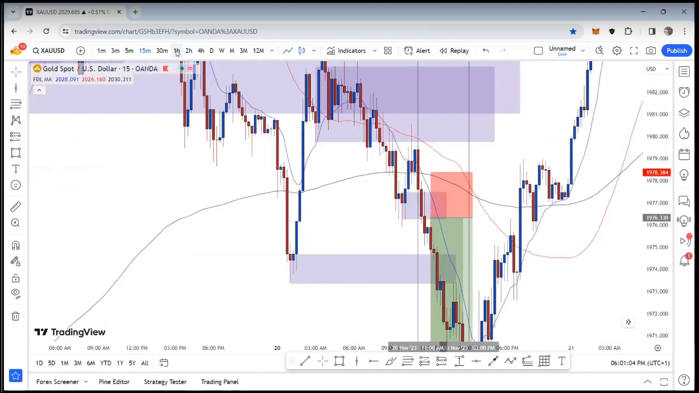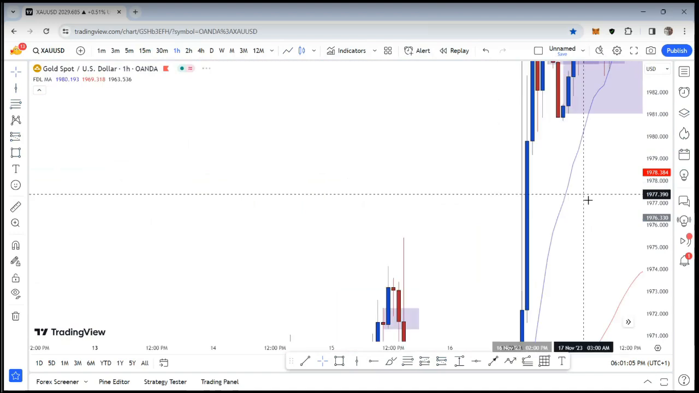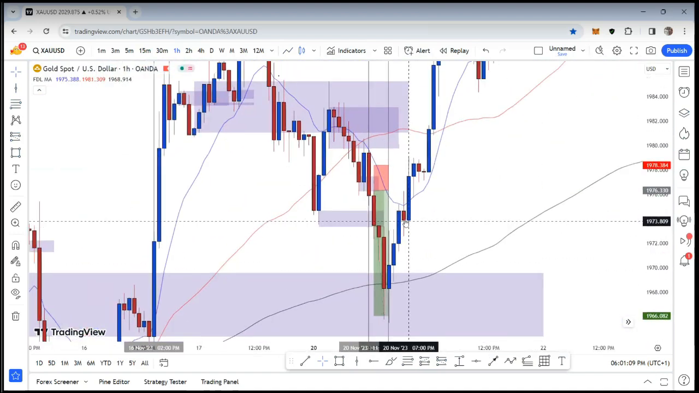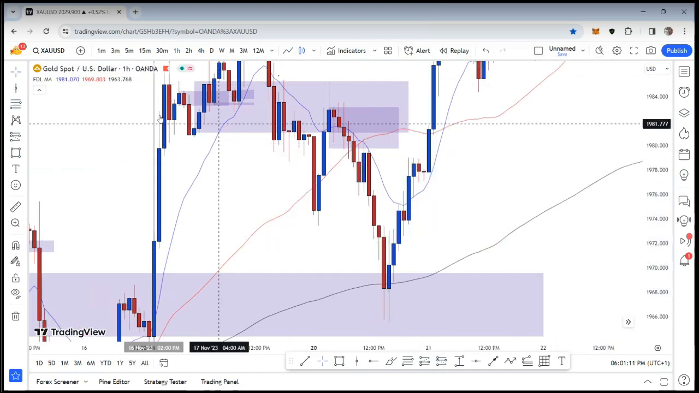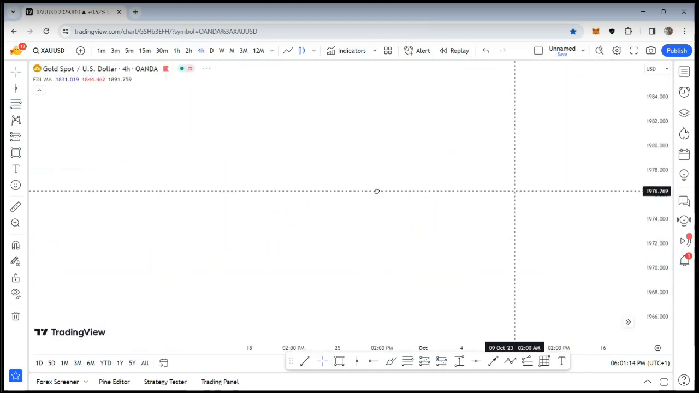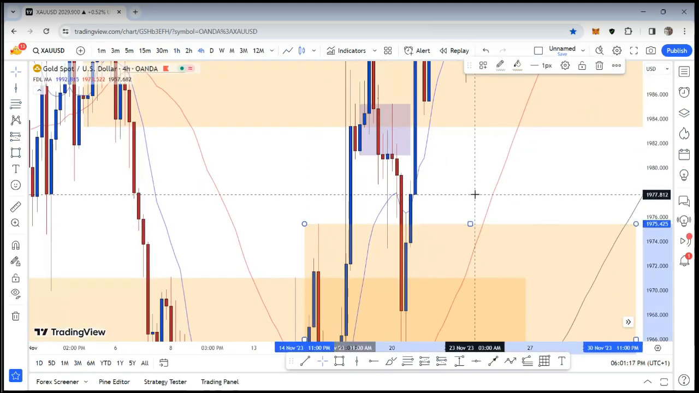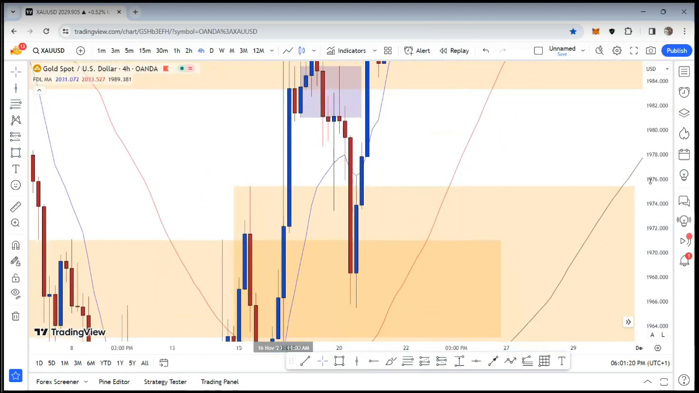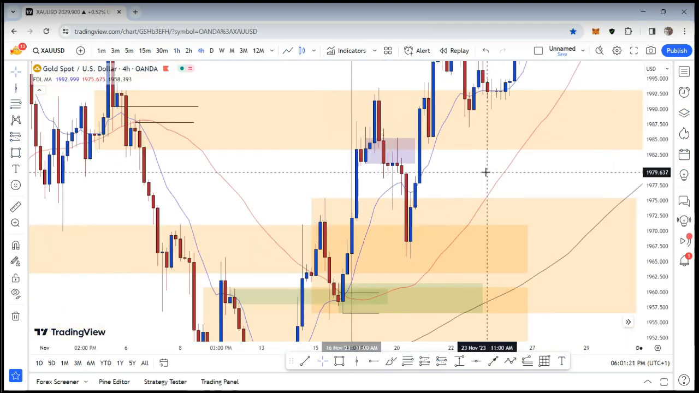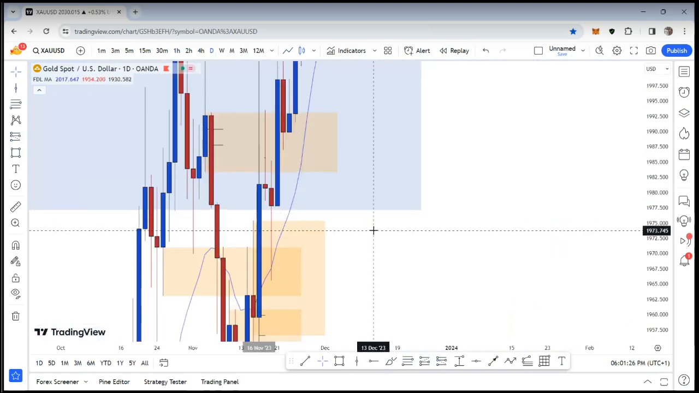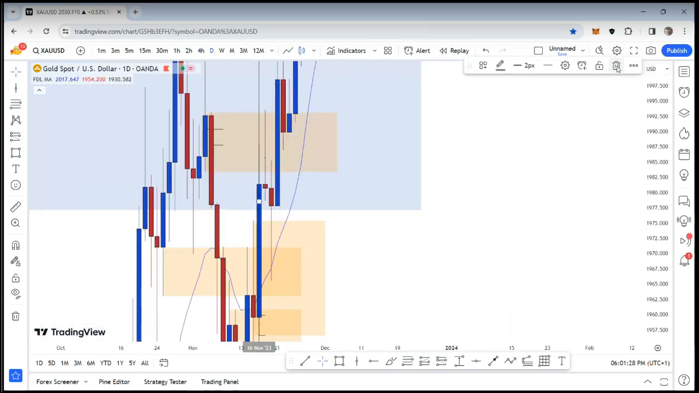So going back to my 1 hour, where I've had an entry here down to this level, and eventually price had changed its storyline. So now go back to 4 hours. Remember, on 4 hours, this is the daily zone we wanted to come to, and price had already come to that level. Beautiful. It's all about understanding the time frame that you are on and working with that time frame, basically.